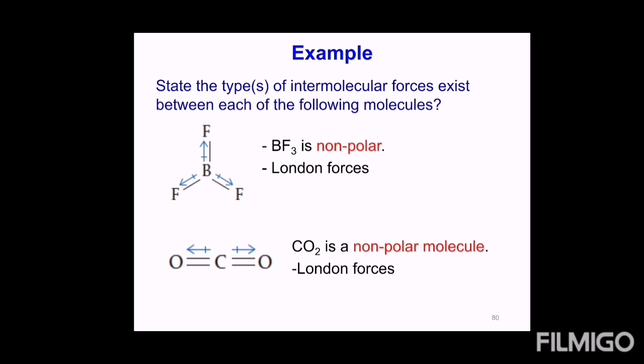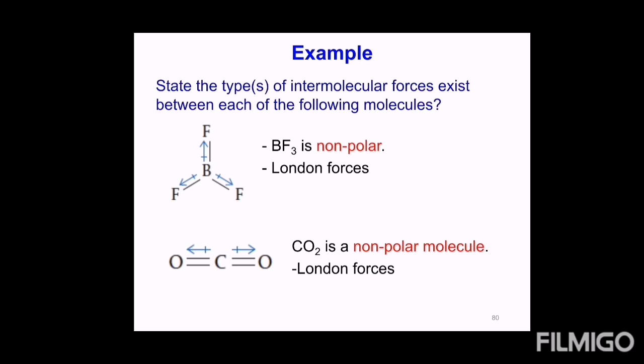Now another example. State the type of intermolecular forces that exist between each of the following molecules. The first thing, you must guess or must know whether the given molecule is polar or non-polar. Given here is BF3. BF3 is a non-polar molecule. How do you know? Because the bond dipoles cancel each other, so your mu will be 0. So between BF3 and another BF3, only London forces exist.